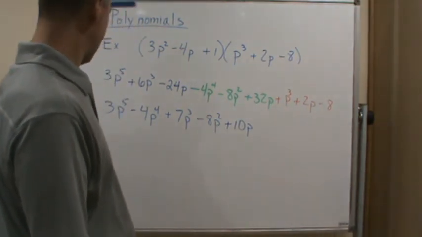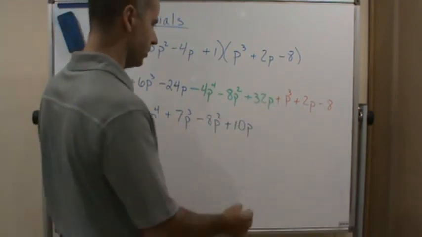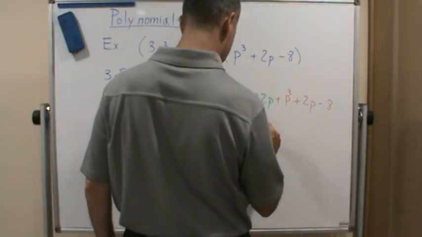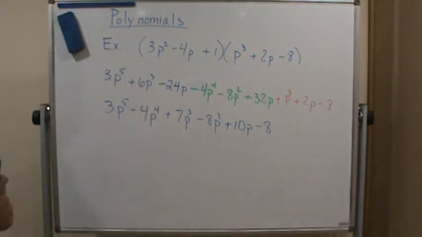Okay, and then the constant, do I have any other constants? Only one. So I only have one constant, so it's a minus 8. And that's my answer.